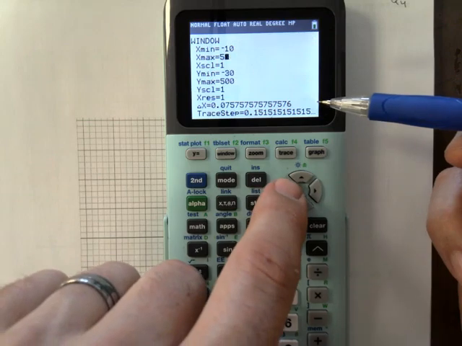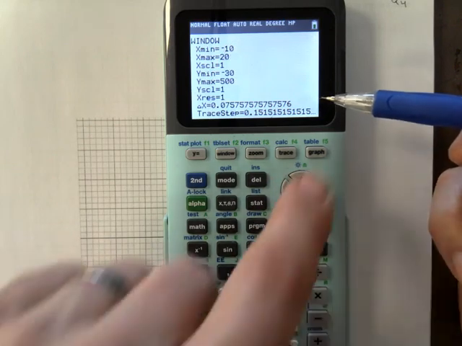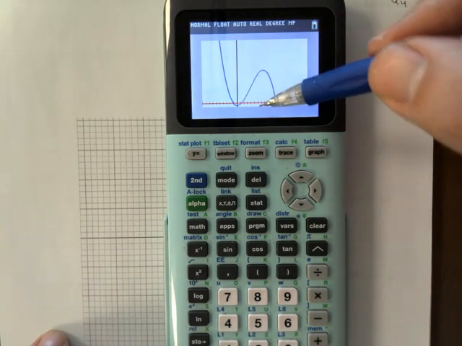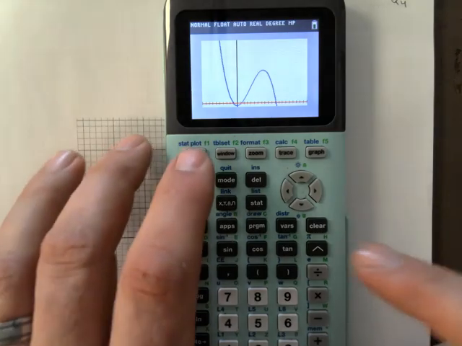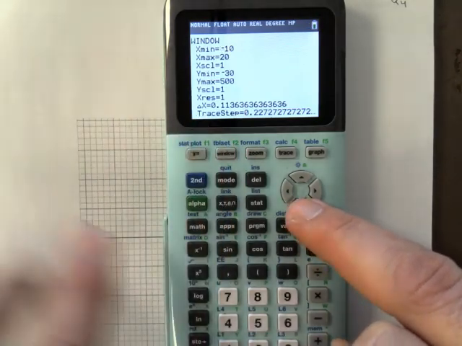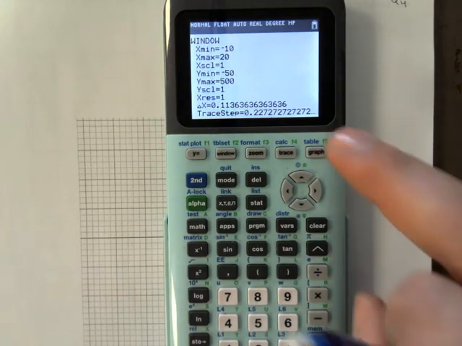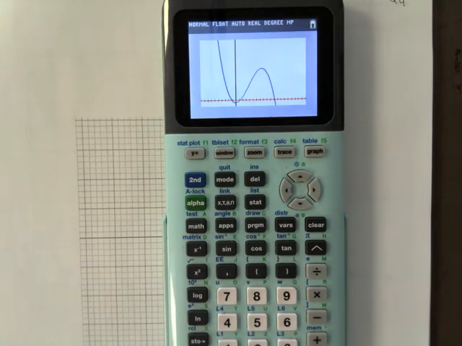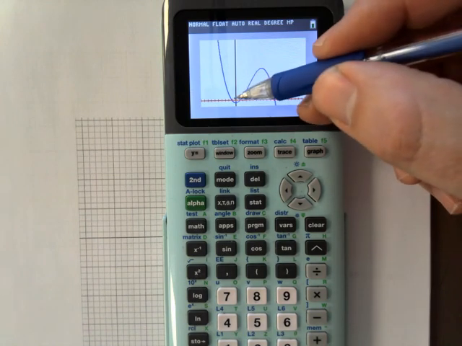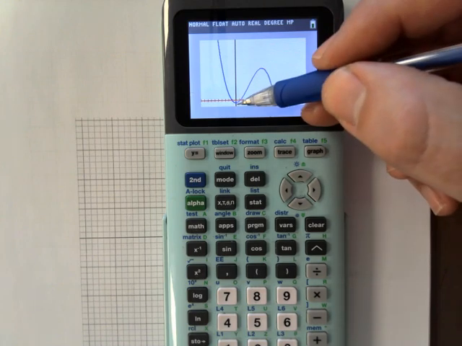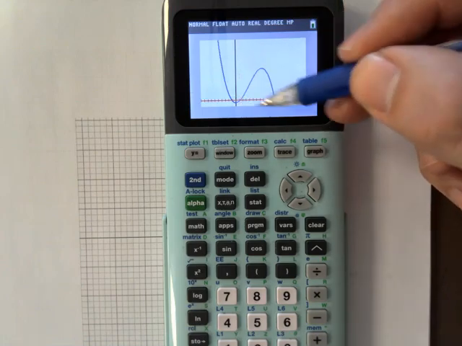Let's go a little bit further on the X max. 50 is probably overkill. Let's try 20. There we go. And let's go just a little further down on the Y min, just to have a nice, you want a bit of a frame around your graph. There we go. That is more likely. So we have three x-intercepts here. And we've got the high and the low here. So we're going to find all of those. Okay?